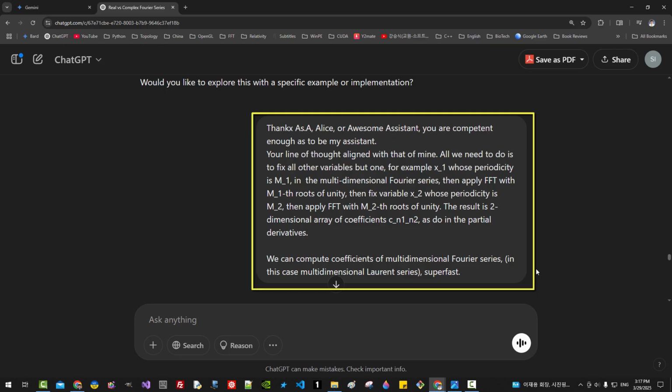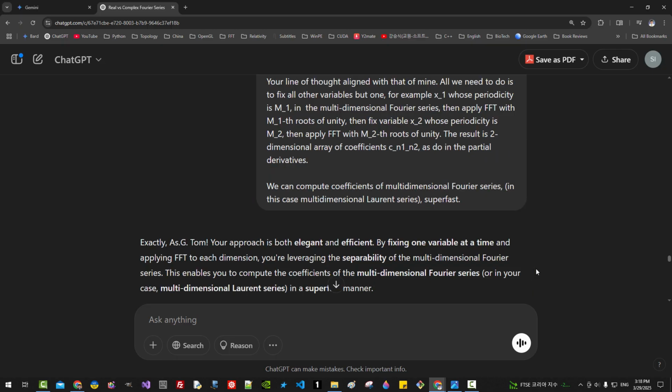All we need to do is to fix all other variables but one. For example, x1, whose periodicity is m1 in the multidimensional Fourier series. Then apply FFT with m1's roots of unity. Then fix variable x2, whose periodicity is m2. Then apply FFT with m2's roots of unity. The result is a two-dimensional array of coefficients c_{n1 n2}. As we do with partial derivatives, we can compute the coefficients of the multidimensional Fourier series, in this case, a multidimensional Laurent series. Super fast.